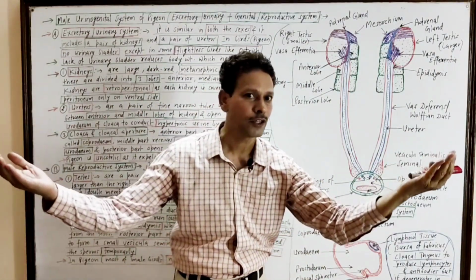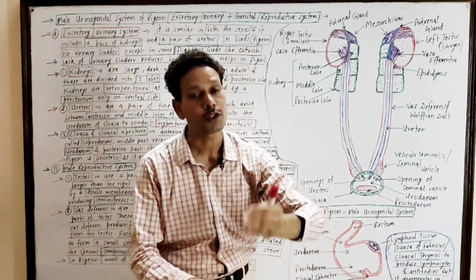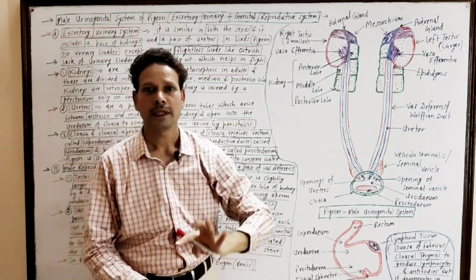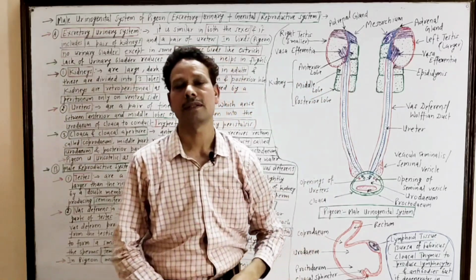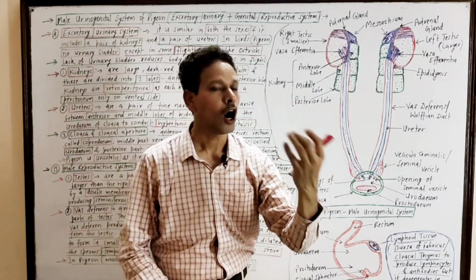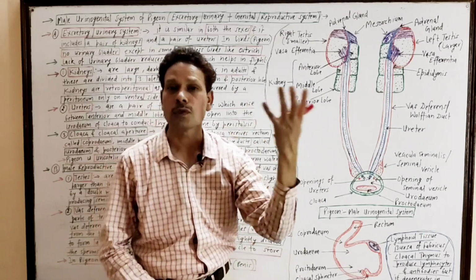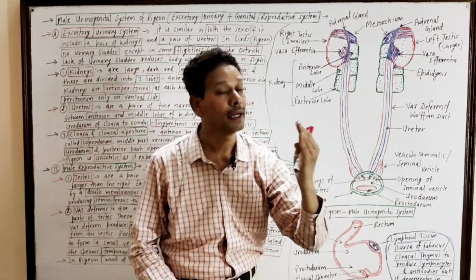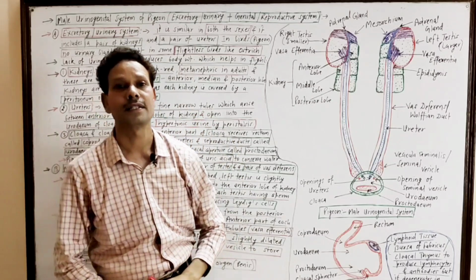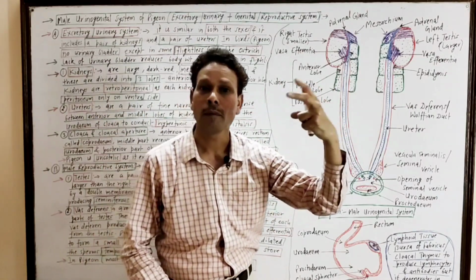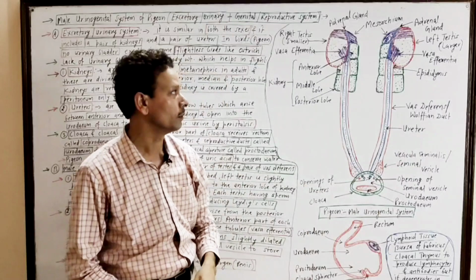These are seminiferous tubules, and these seminiferous tubules are involved in the production of sperms. As well as in the testes, there are hormone secreting cells, testosterone secreting cells, or Leydig cells, or interstitial cells, which secrete the male hormone androgen, testosterone.